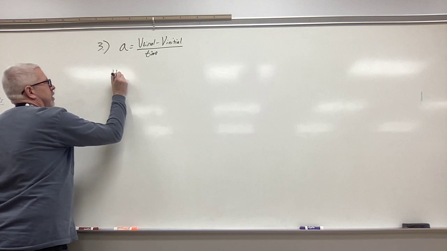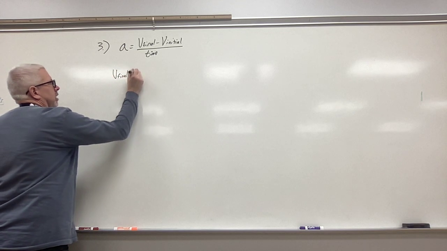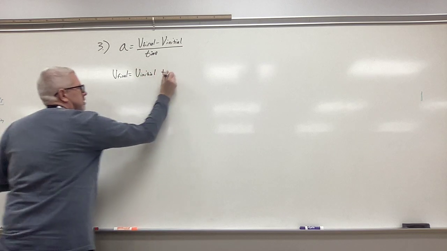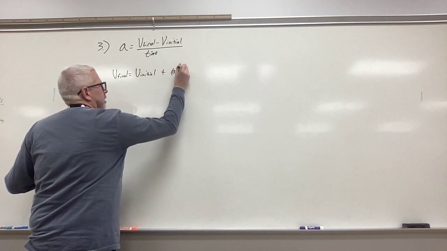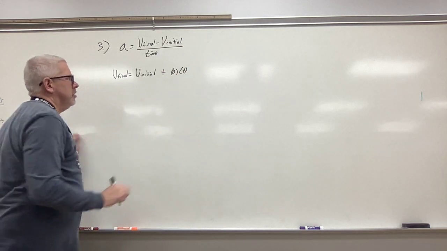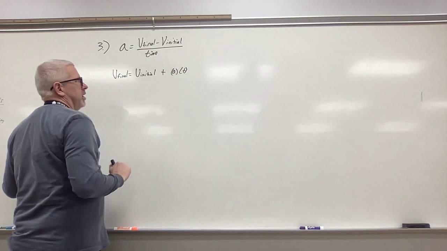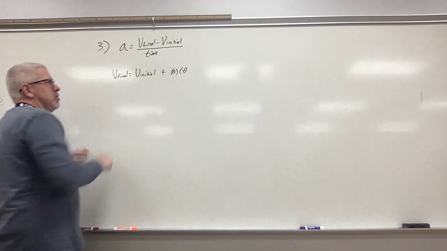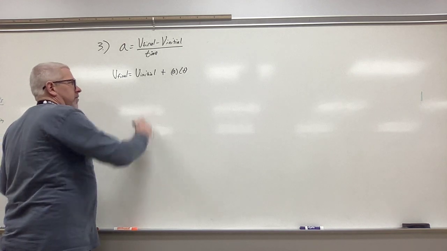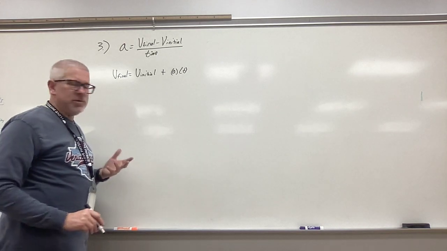So if I want to find final velocity, it's equal to initial velocity plus acceleration times time. Remember, so that's plus, and these two are multiplied together. Remember, acceleration is measured in meters per second. Time is measured in seconds. Velocities are measured in just meters per second.